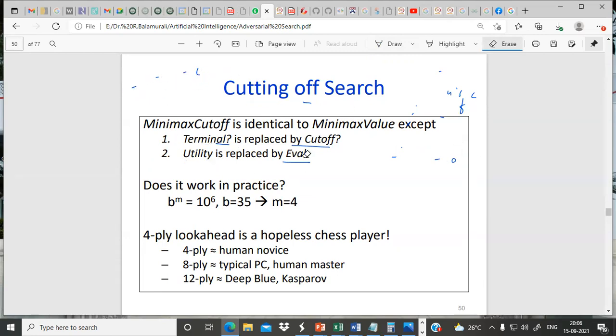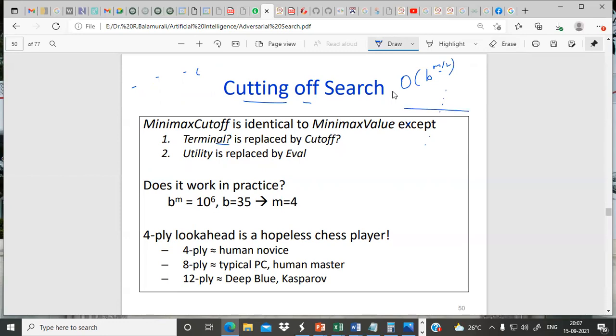So why are we going for this cutoff search? Let us not forget, with alpha beta pruning we are able to achieve a time complexity of order of b to the power m by 2, but this time complexity is still not sufficient. We want to reduce it further to make it practical. So we are going for cutting off search. What is meant by cutting off search? Don't let the search go up to the leaf node, rather cut off somewhere in between.